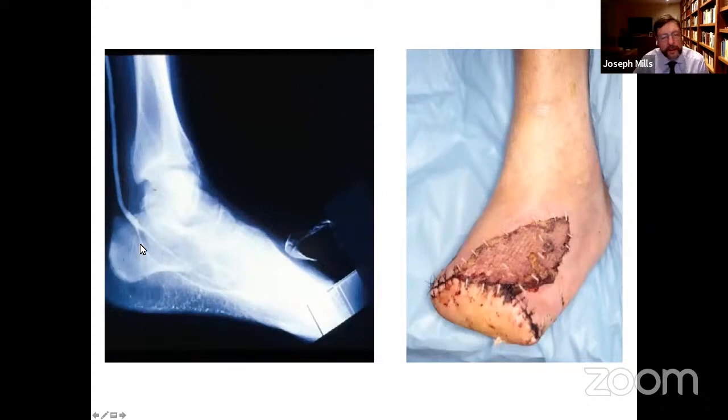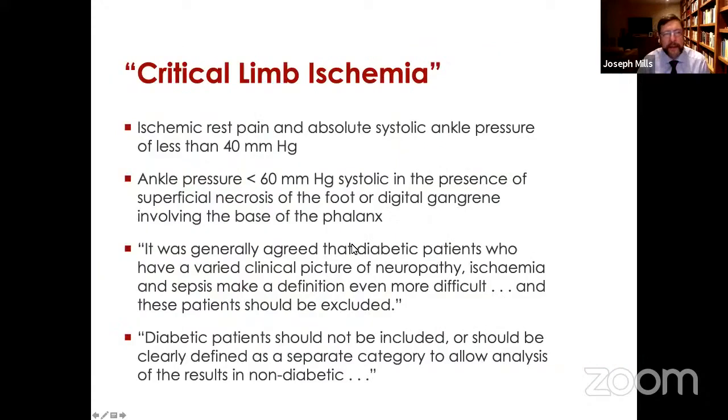There's no small vessel disease in this patient. This was back in the 90s. And then we did a transmet and a skin graft, healed completely. So that was a pure ischemia patient, but complicated by infection.